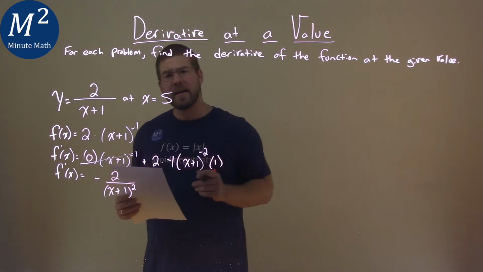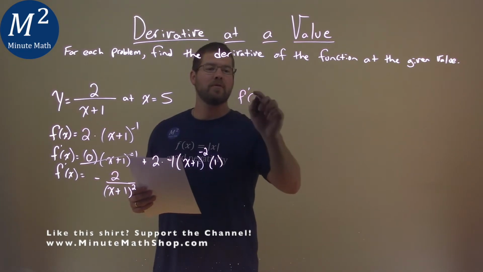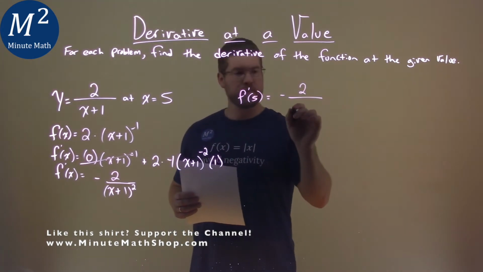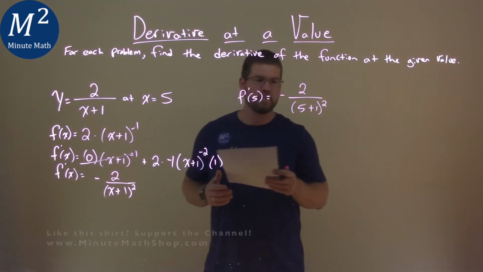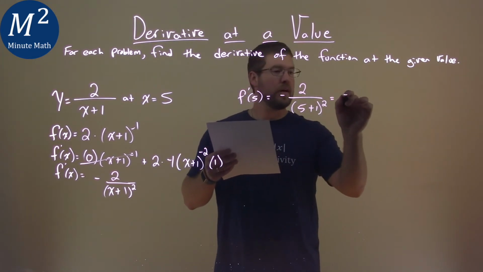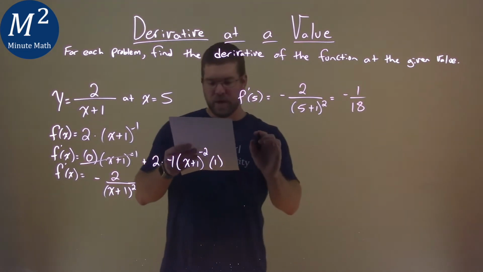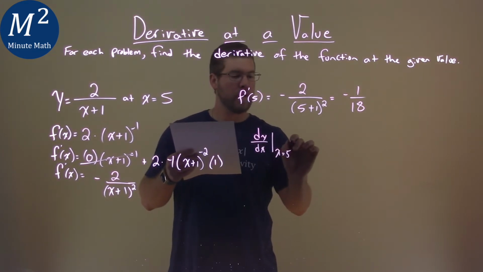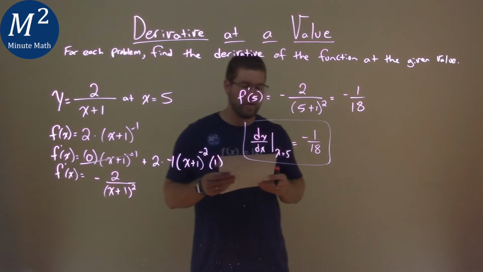Alright, now we evaluate it at x equals 5, so we take our derivative, f prime of x, but we want to put 5 in for x here. That's equal to negative 2 over (5 plus 1) all squared. Okay? Well, now we simplify this, and that comes out to be negative 1 over 18. So we have negative 1 over 18 as our answer. We can write it like this: dy/dx, when x is equal to 5, is equal to negative 1 over 18, and that is our final answer.